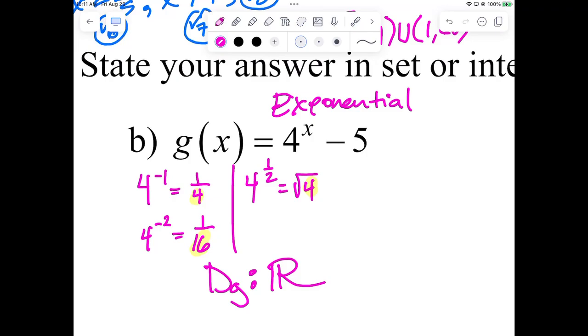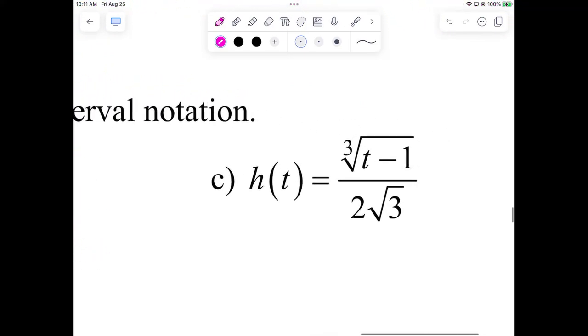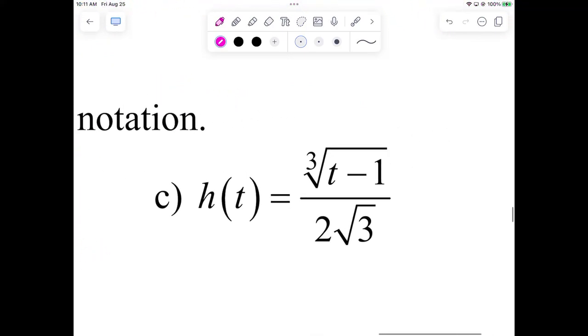All real numbers. So answer choice 6A was all real numbers. Answer to 6B was all real numbers. I wonder if answer to C is all real numbers. Let's see. H of t. So our independent variable is t now instead of x. The function's name is Hortense, or H for short.